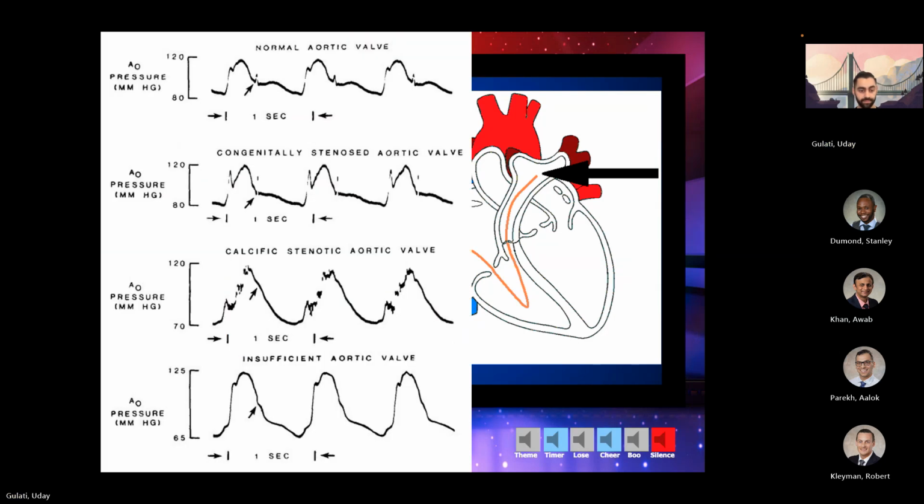Solid job, man. These are just some more examples of what would cause the notch to appear abnormal. So you can also see it with a calcified aortic valve, and you guys probably won't see many congenital stenotic aortic valves. This is more for arterial line waveforms.